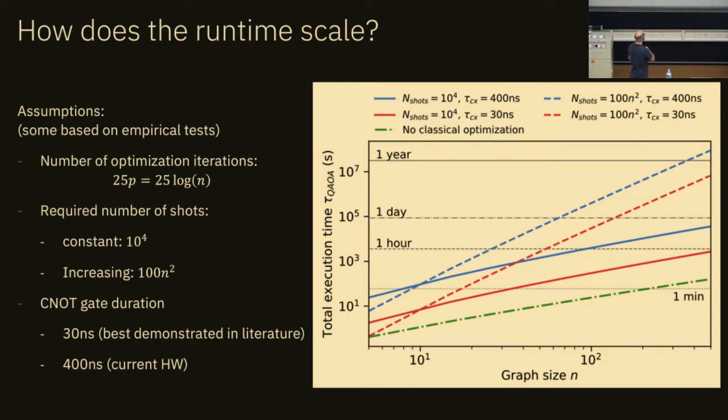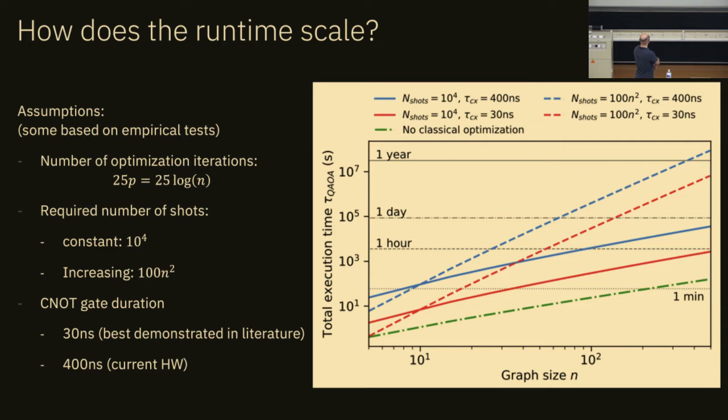Seems a good proxy. So this is 25 times logarithm of the problem size. Then how many shots do you do per evaluation? Here we tried different things. For the instances we tested, it looked like you need more and more shots with the problem size. That depends a bit on the problem, but we use this proxy as one choice, but also just like 10 to the 4 shots as a constant benchmark. But this is something that needs to be empirically studied on larger problems.